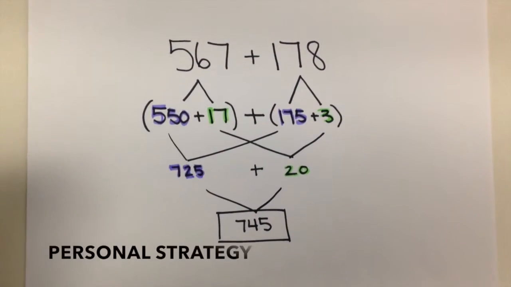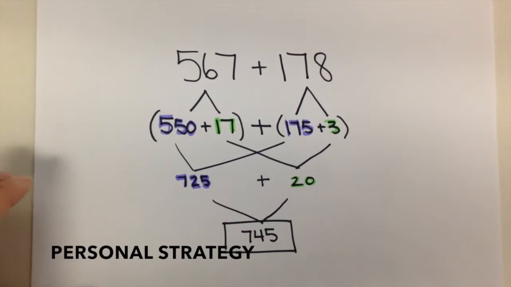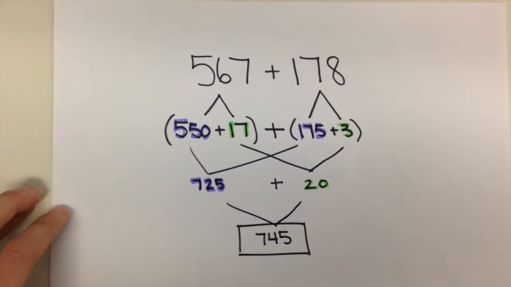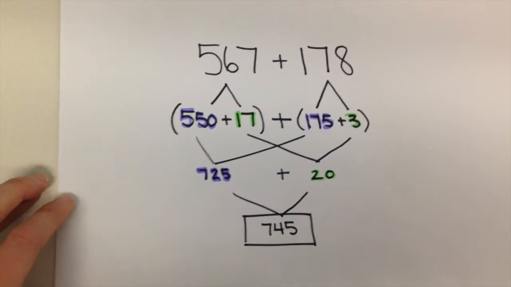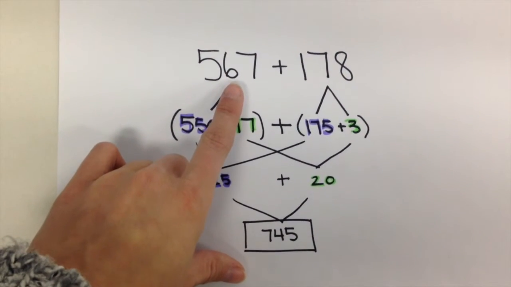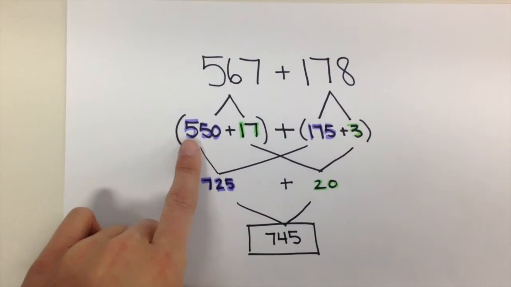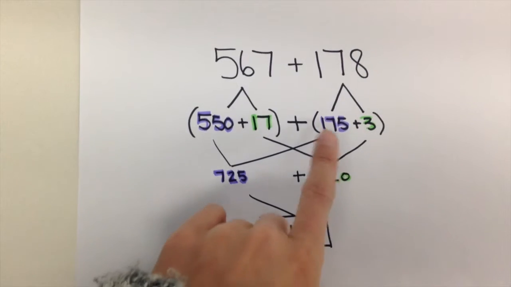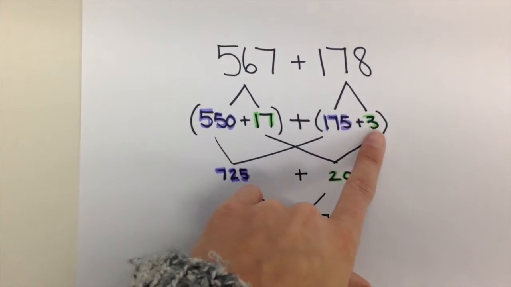My personal strategy for this equation would be to break down the addends to find more compatible numbers, similar to what was done in the estimation that used more manageable numbers. For example, for the first term, I would think of the term broken down to 550 plus 17. The next term, I would break down to 175 plus 3.